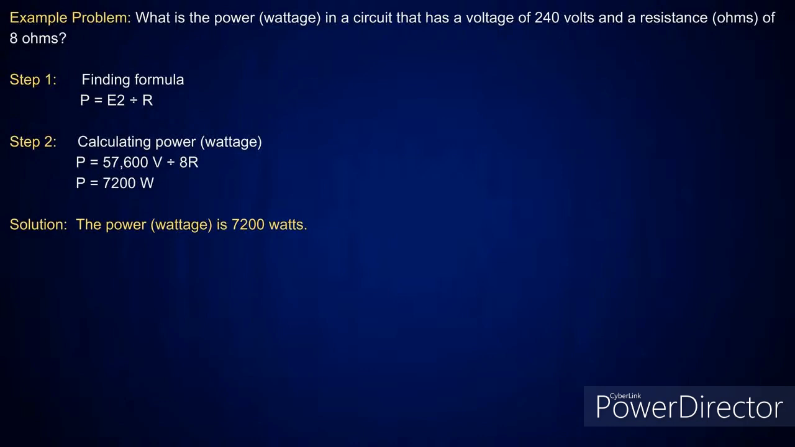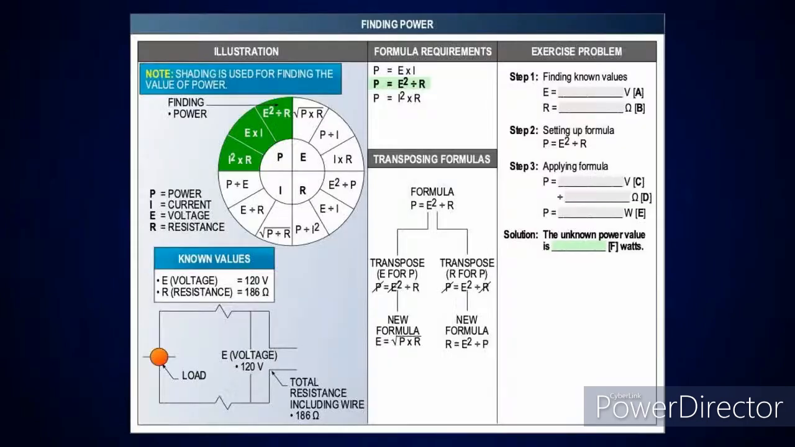Now, watch this. Here I'm looking at the same thing. I've got my voltage here, 120 volts. You're going to square that, and then you're going to divide the 186 ohms into that square of your voltage.